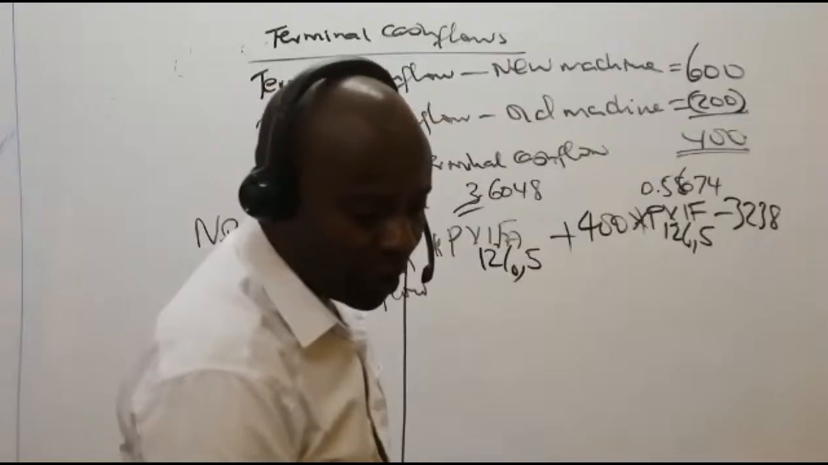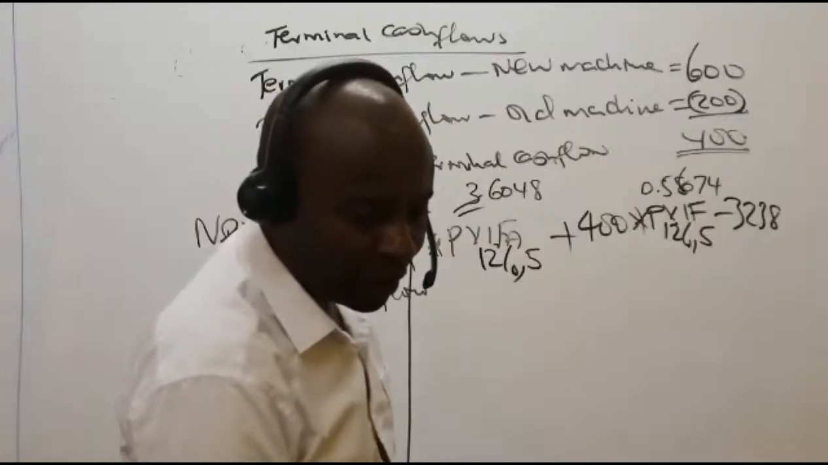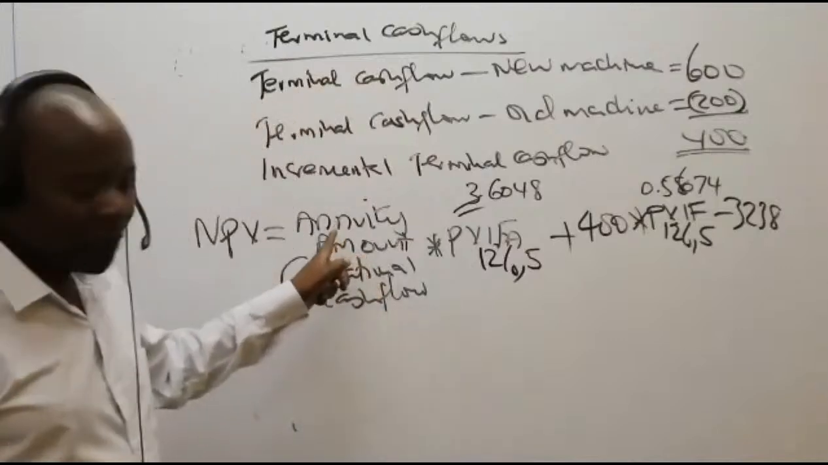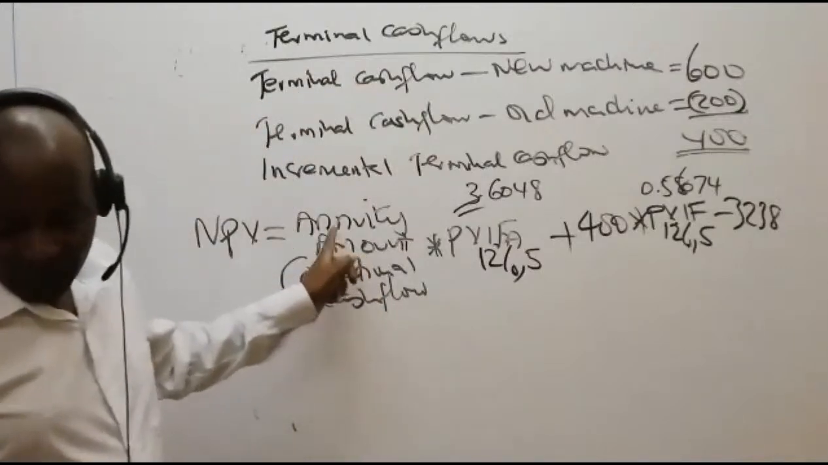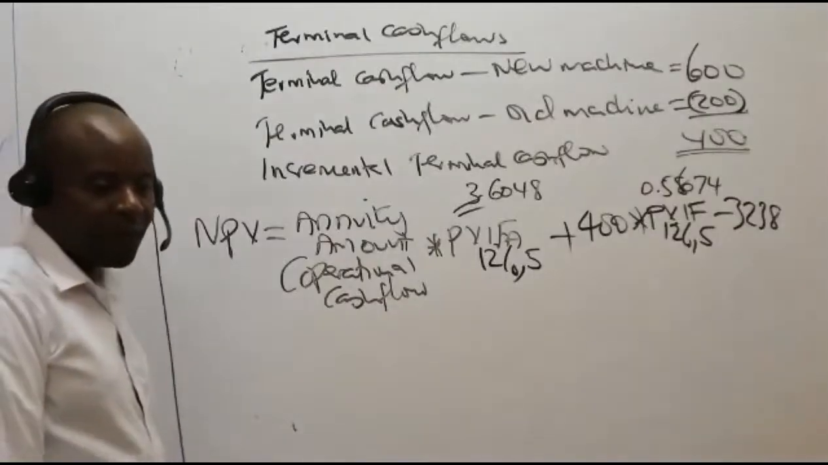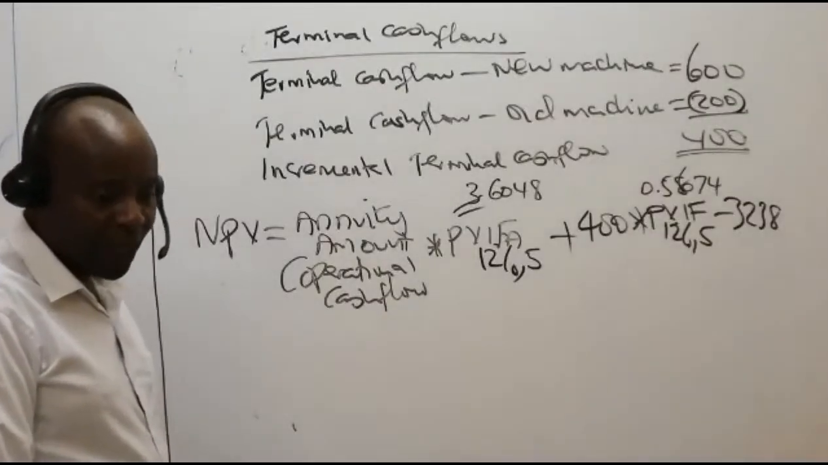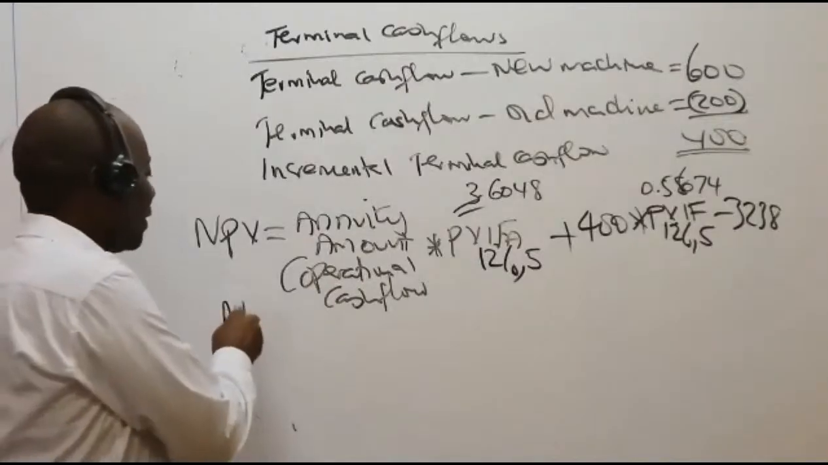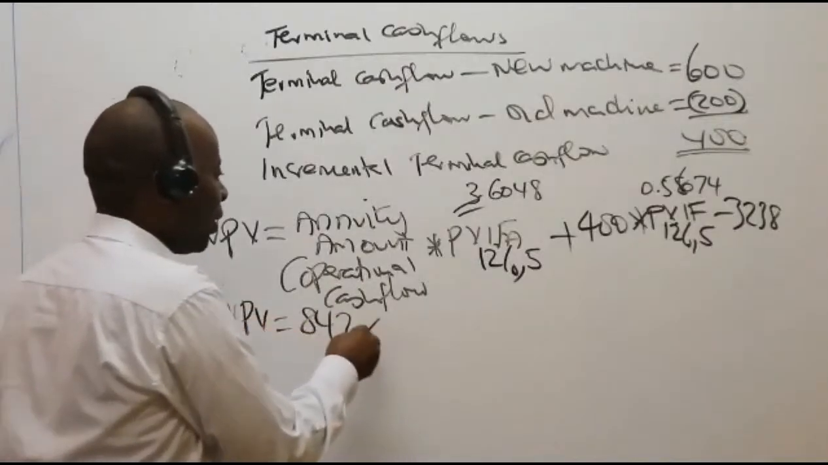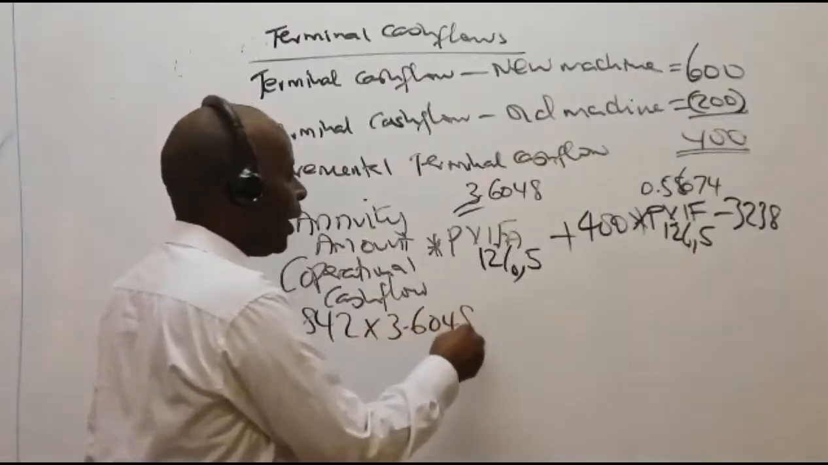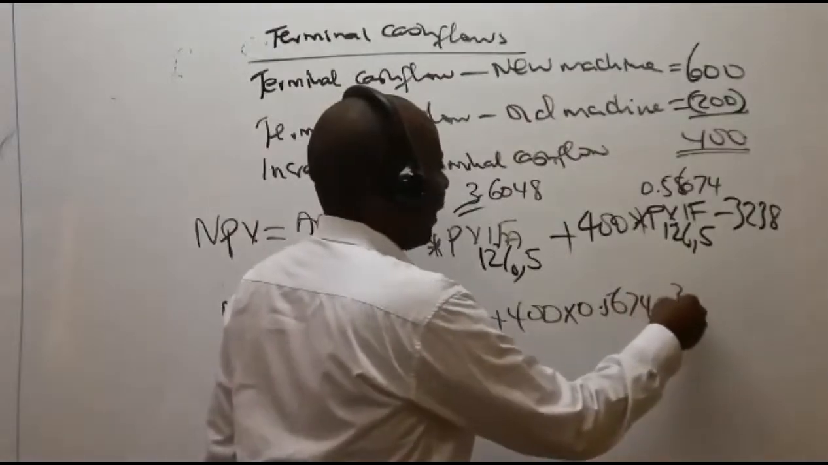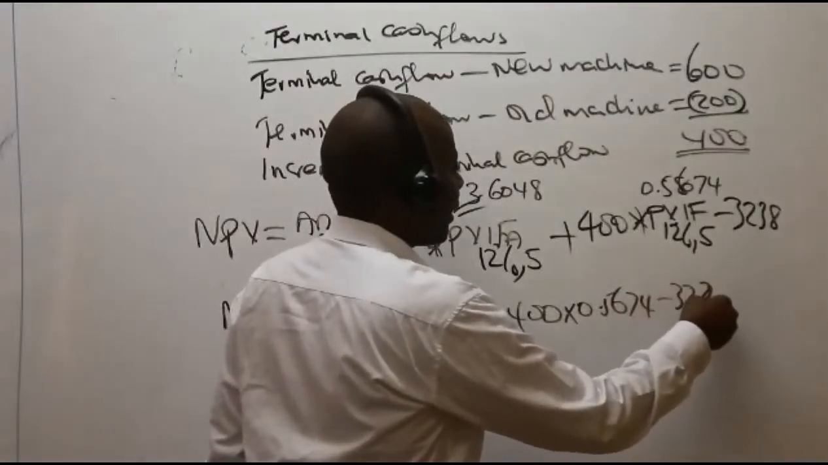There is one thing that you never told me. You never reminded me of this annuity amount. What do we have? Thank you very much, MK. 842. So the NPV here will be 842 times 3.6048 plus 400 times 0.5674 minus 3238.